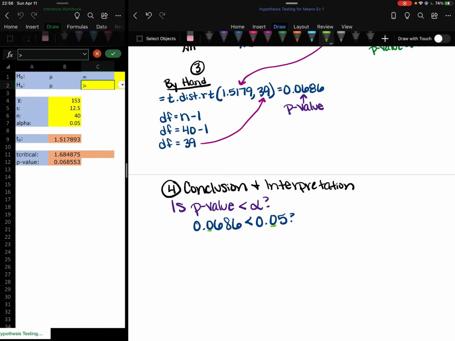So the first digit after the decimal point doesn't tell me anything. Now the second digit, the p-value is a 6. Alpha is a 5, so the p-value is bigger than alpha. So my p-value is not smaller than alpha. So my p-value is not less than alpha, so I do not reject the null.